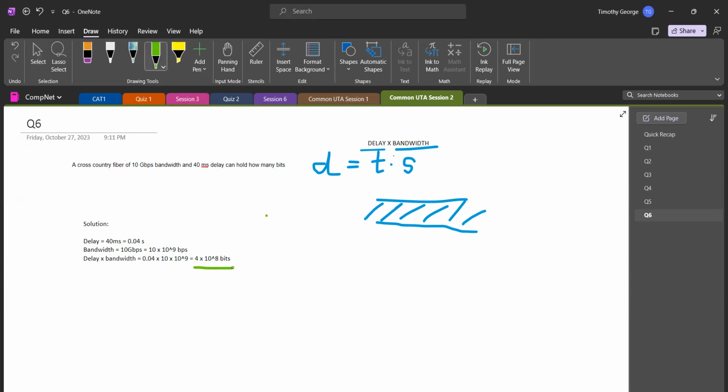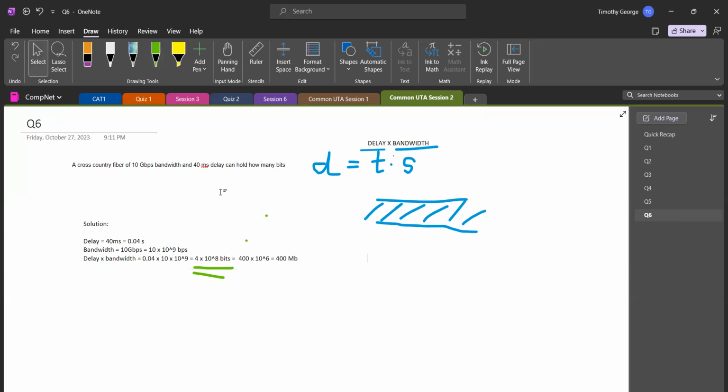4 into 10 to the power 8. That is the answer. That's how many bits can be stored in this fiber. Or we could also write this in more convenient units: it is actually 400 into 10 to the power 6, which is 400 megabits. Whatever you write, make sure you write the correct unit.